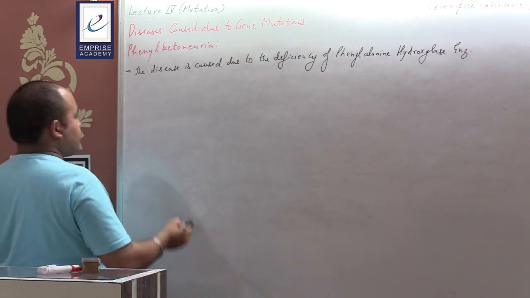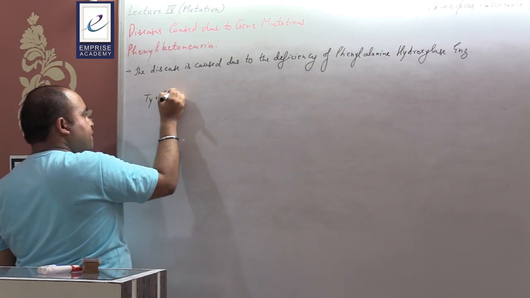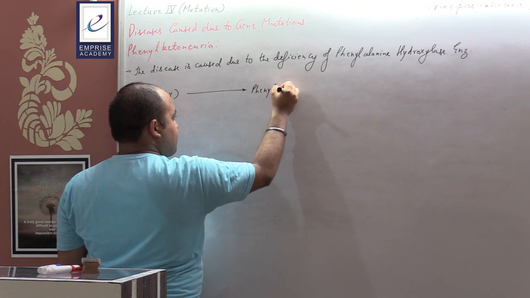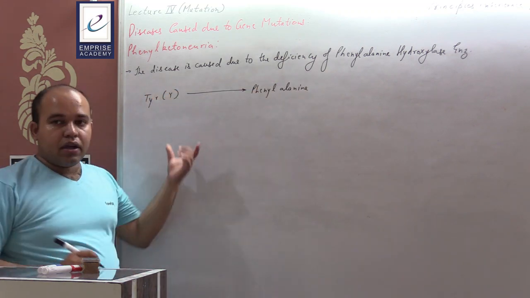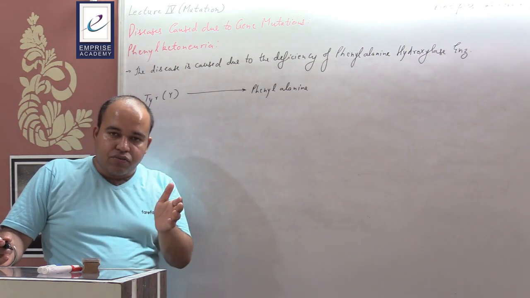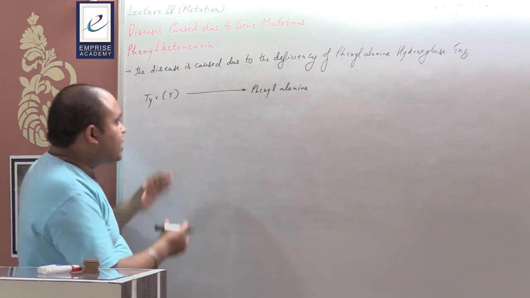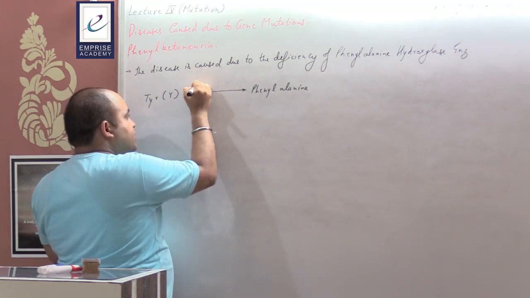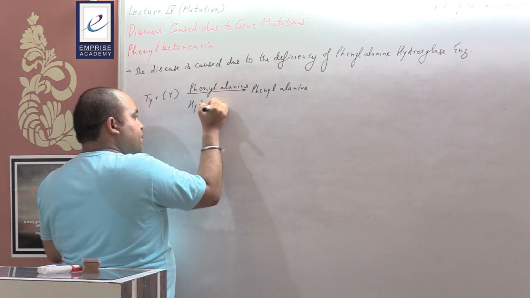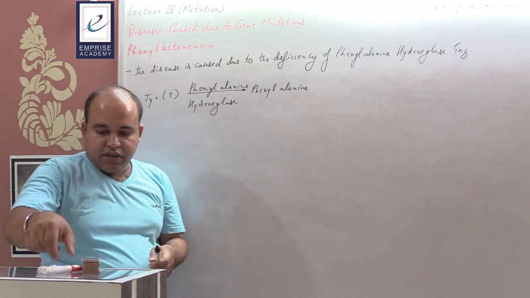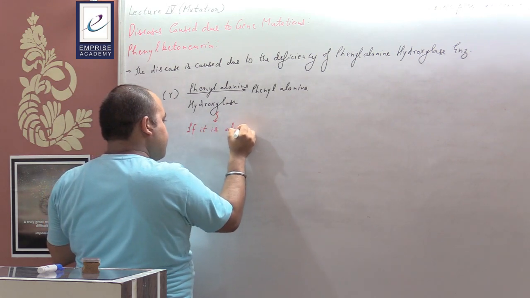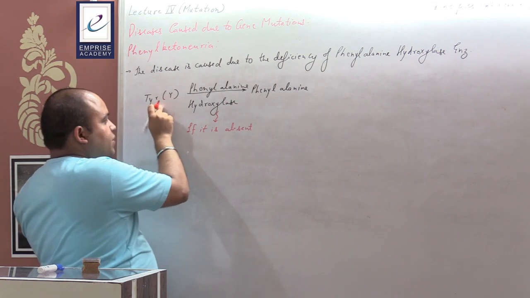Now, in this disease, the tyrosine in our body, normal metabolism, gets converted into phenylalanine. But what happens in the case of phenylketonuria, when phenylalanine hydroxylase enzyme is absent, then this interconversion cannot take place. This interconversion is catalyzed by phenylalanine hydroxylase. If this enzyme is absent, then tyrosine begins to accumulate.